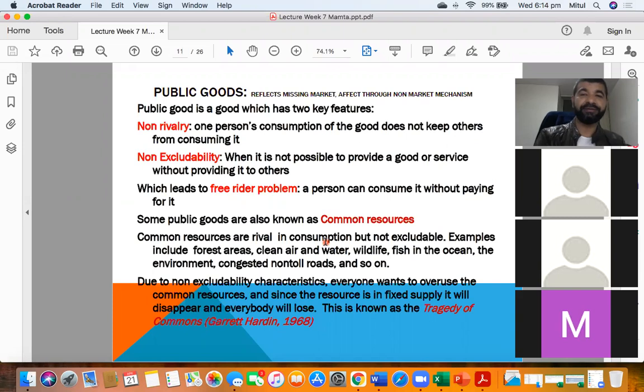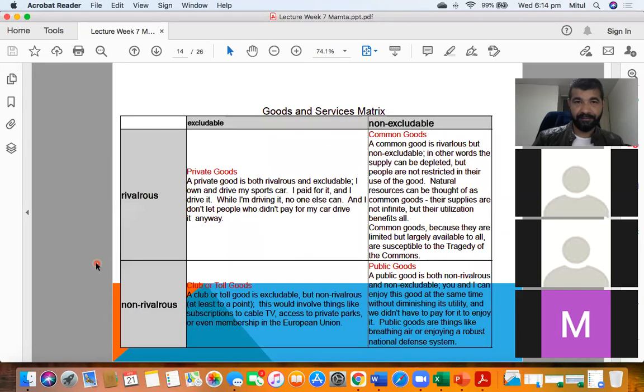Okay, now we'll talk about four different things. I think we have it in here somewhere. Four different things we'll talk about in here. Look, private goods, public goods, common goods or common resources, and club goods or toll goods. Four different types of goods. They are actually categorized on the basis of excludability and rivalry.